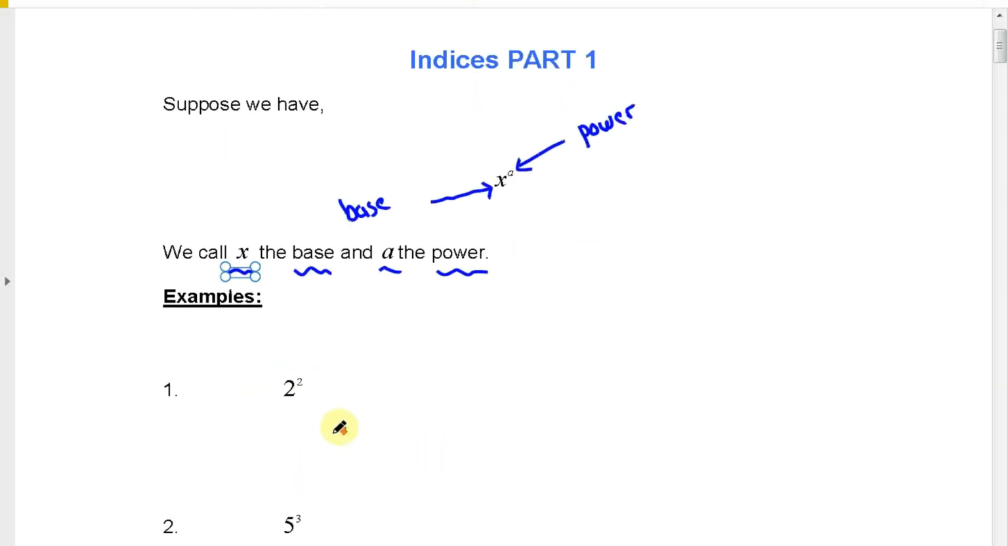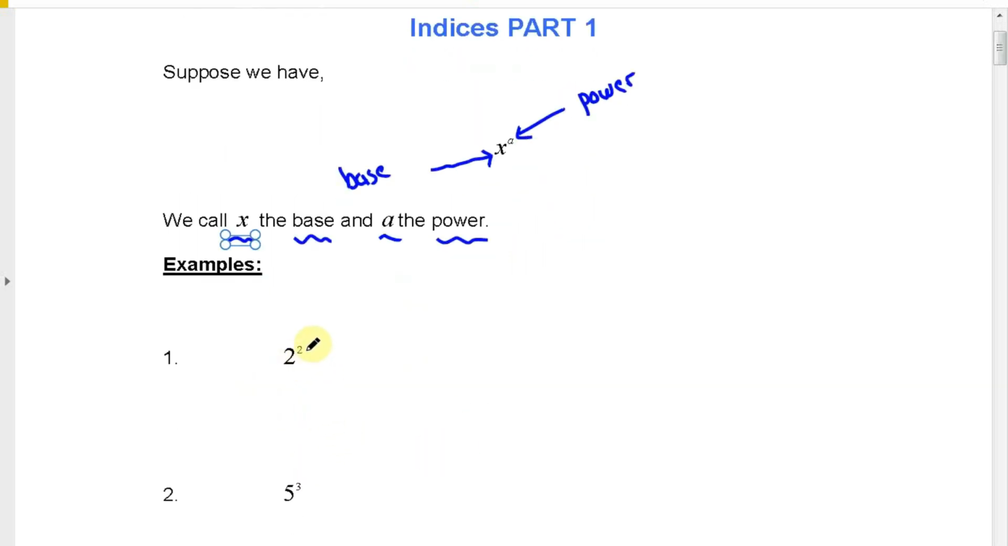So for example, 2 to the power 2. This 2 over here is known as the base, whereas this 2 over here is called the power. Anything to the power of 2, we call that squared. So you could also say this is 2 squared. It could be anything.